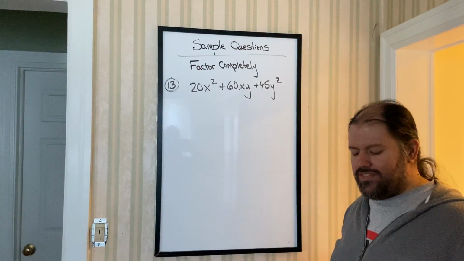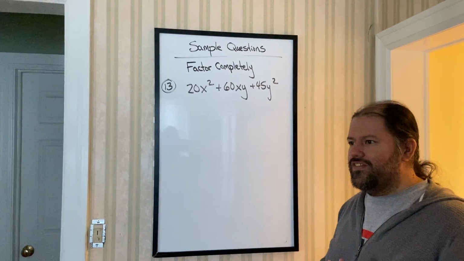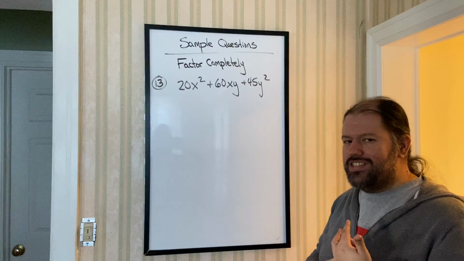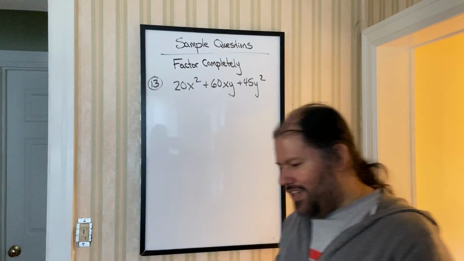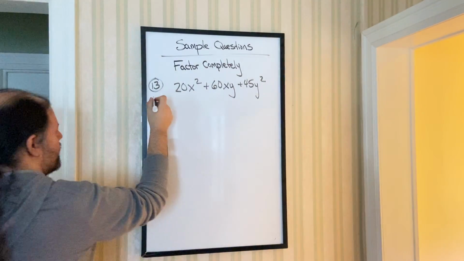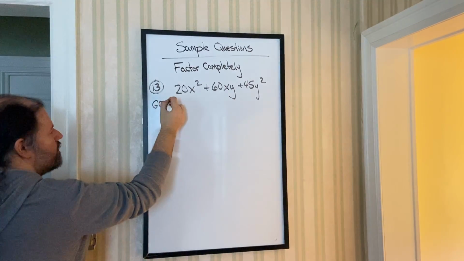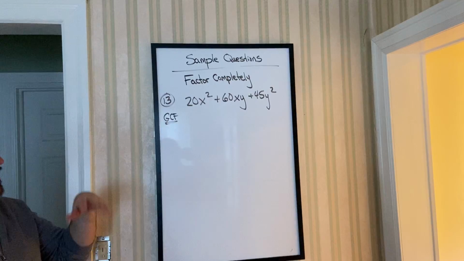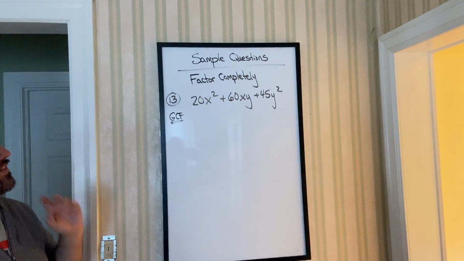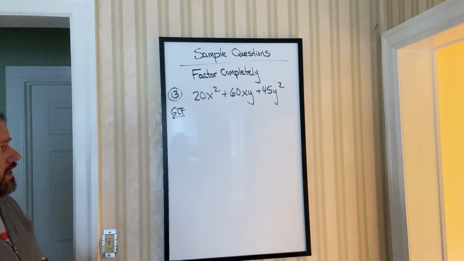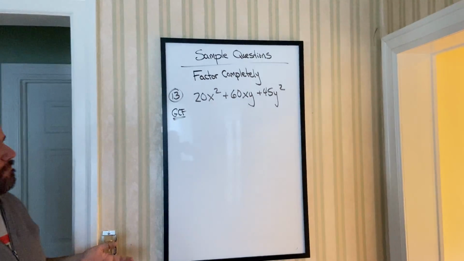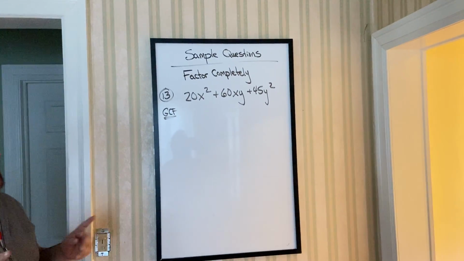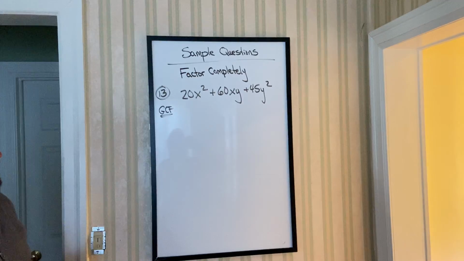Because it says factor completely, we're going to go through the first step: is there a GCF? Remember, anytime it says factor completely, that's always your first step, GCF. I don't want you to say, oh yeah, I can do arch, or oh yeah, I can do shortcut. Nope, always look to see if you can do GCF first. So for this guy, there is a GCF. How do I know there's a GCF?